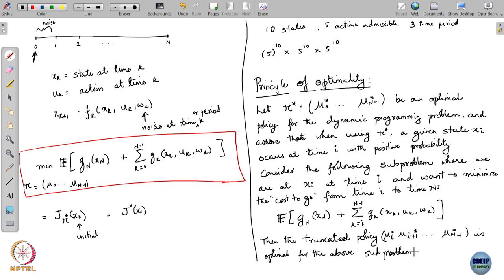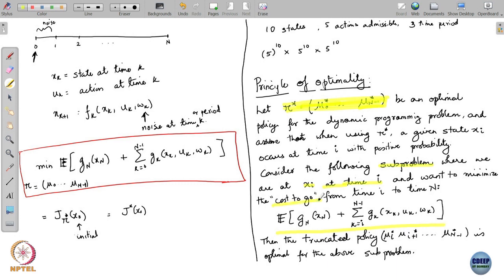Okay. So, what is this principle of optimality saying? Let's go through this carefully. So, the principle of optimality is basically saying this. Suppose your pi star is the optimal policy. I'm going to take this as my optimal policy, okay. And it says, suppose I do the following: I consider a sub problem in which you start at initial state xi at time I, and we want to minimize the cost to go. You want to minimize the cost that you incur starting from time I going up till time n. This is your cost to go.